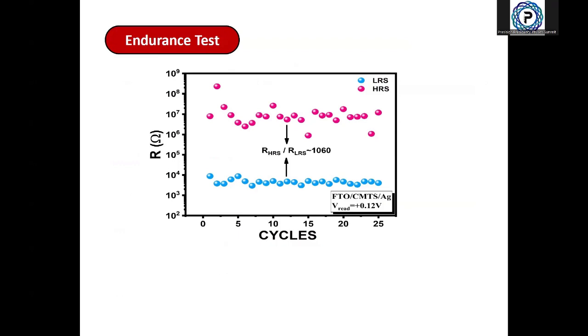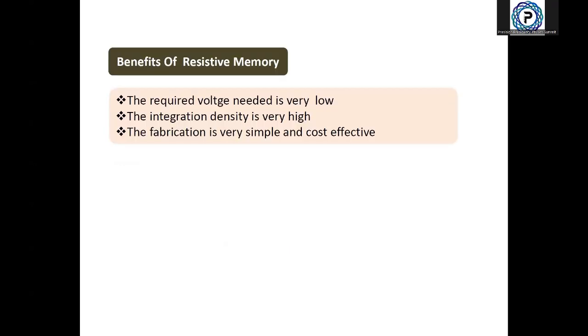The pink ones are the resistance of the high resistance state, and the blue ones are the resistance of the low resistance state. We can see a fair amount of difference between the high resistance state and the low resistance state. The benefits of resistive memory are that the required voltage is very low, the whole process takes place between -1 volt and +1 volt, the integration density is very high, so we can put a lot of devices in a very small place, and the fabrication is very simple.